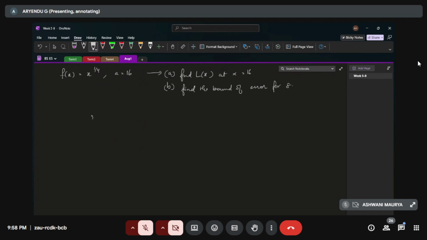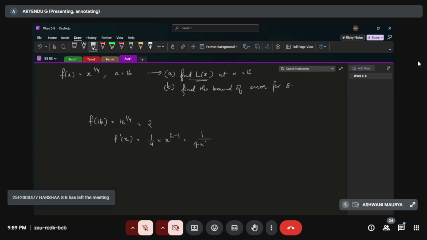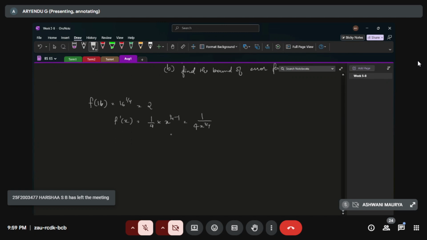And for f of 16, we have to find the L of x. So f of 16 is 16 raised to the power 1 by 4, which is 2. And we have to find f dash of x also, which is 1 by 4 into x raised to 1 by 4 minus 1, that is 1 by 4 x raised to minus 3 by 4. So if we substitute 16 in f dash of x, we will get 1 by 4 into 16 raised to minus 3 by 4, which is 2 cube, so 1 by 32.